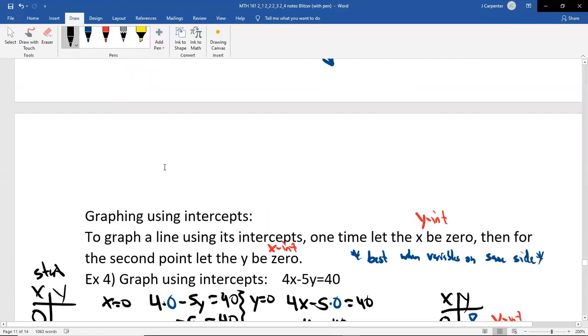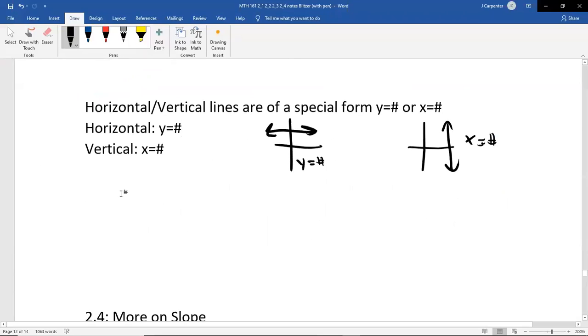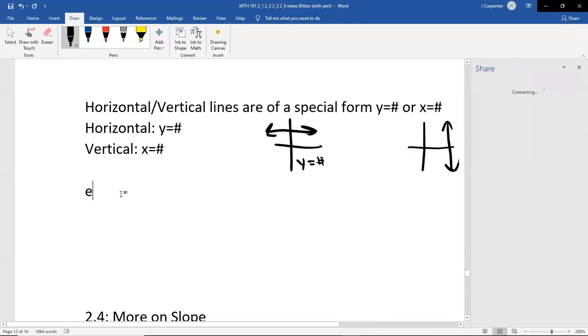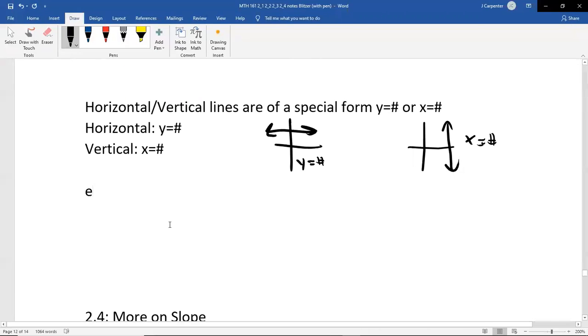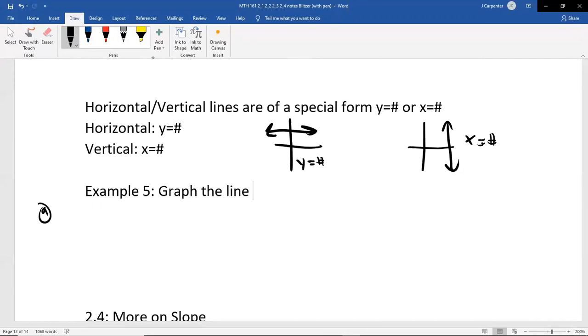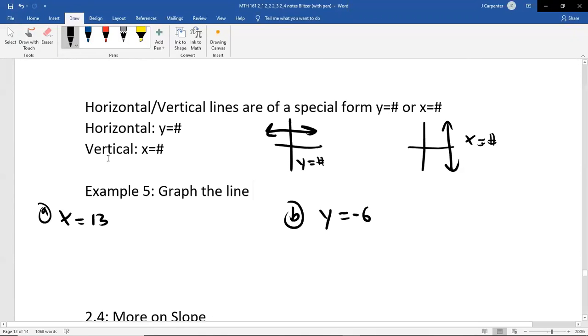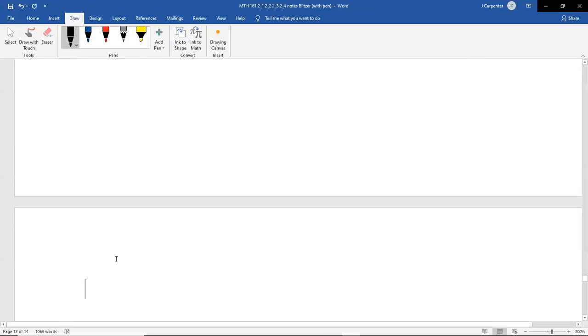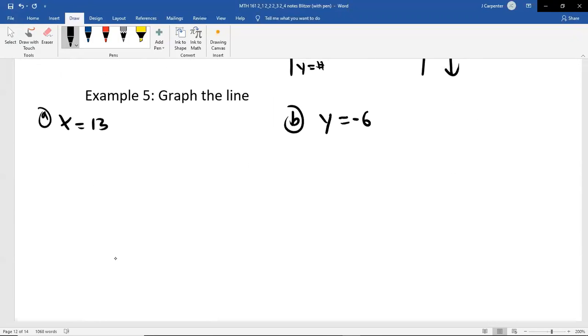So I didn't have them typed. What number are we up to? Example 5. Last example for the section. Graph the line. A, we're going to do x equals 13. And I'll go ahead and show you what b is going to be. B is going to be y equals -6.